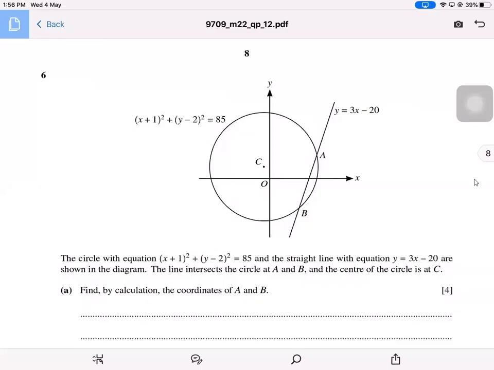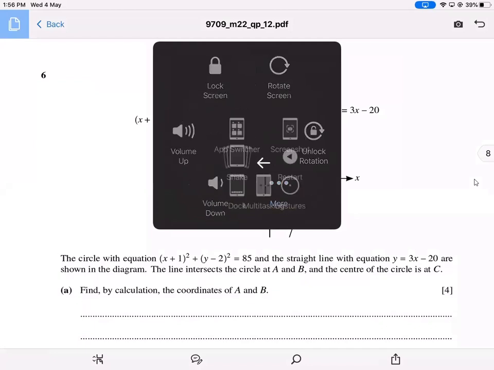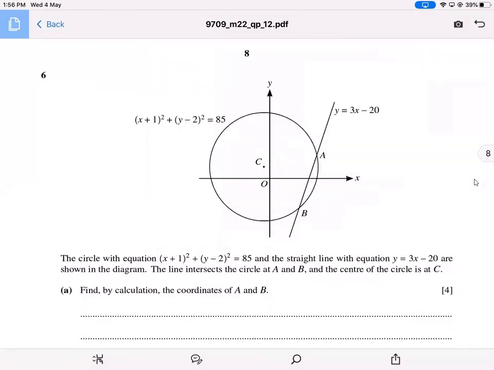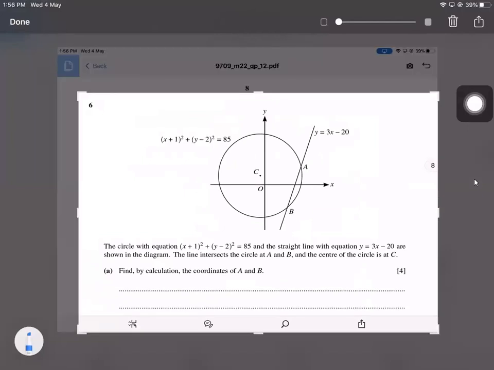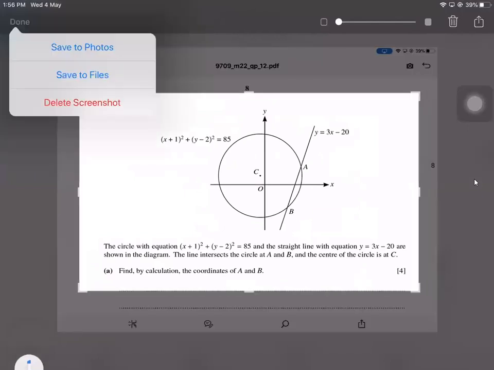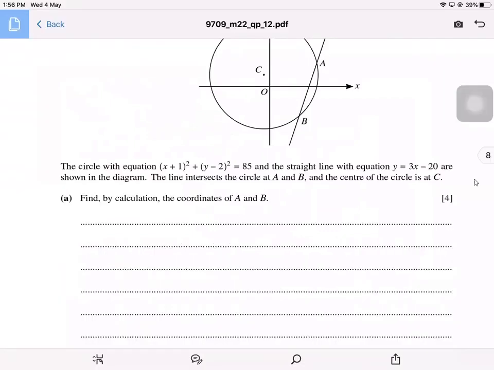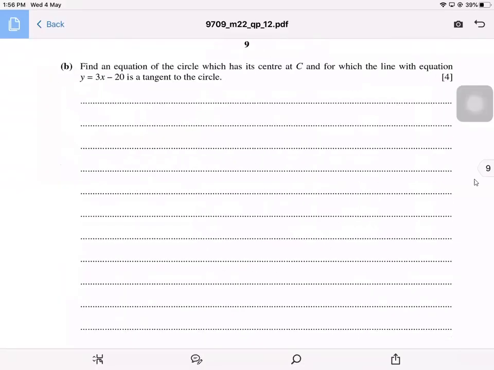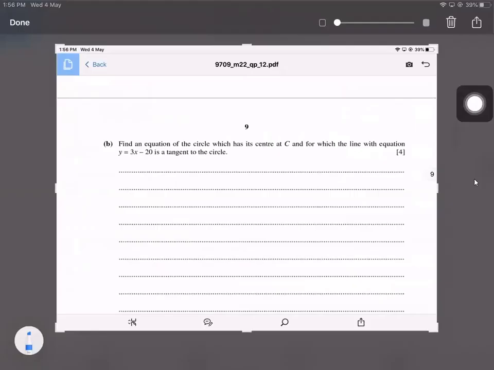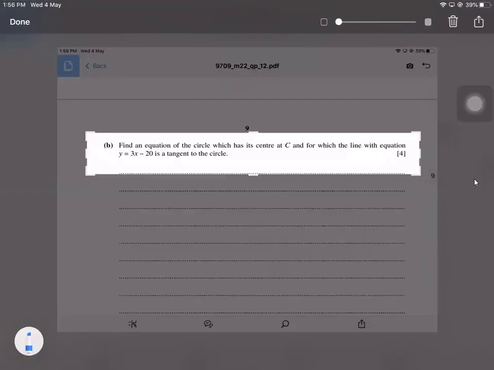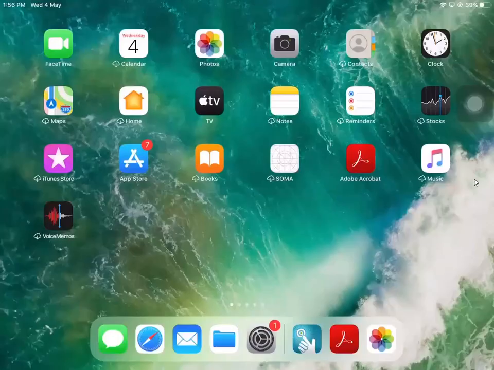All right, so here we have question number 6 of this paper, February, March 2022, Pure Maths 1, Paper 1, Variant 2, 9709. And this is from the topic coordinate geometry.